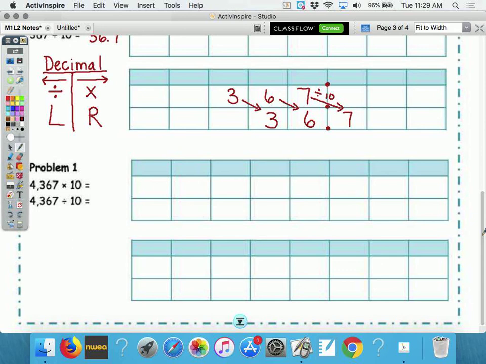Okay, so what trick, tell your table group, what trick we're going to use to solve 4,367 times 10. Tell your table group quietly. Table 6. What trick? 0 or decimal? 0. So I'm going to do 4,367 with a 0 on the end. Don't put the comma in yet.